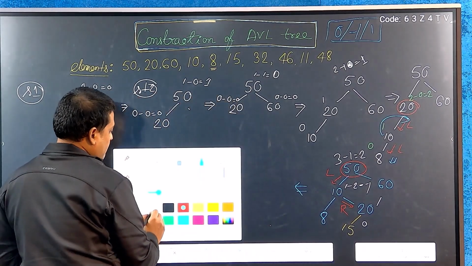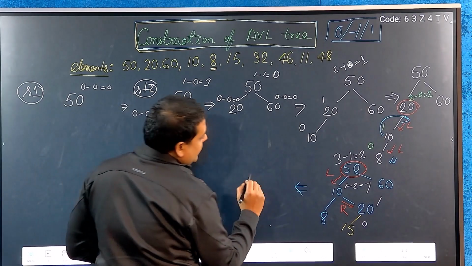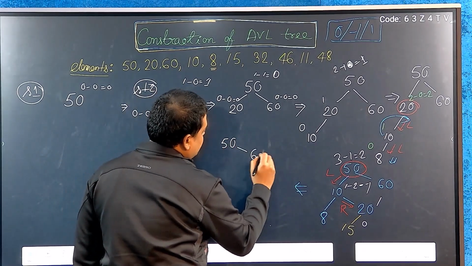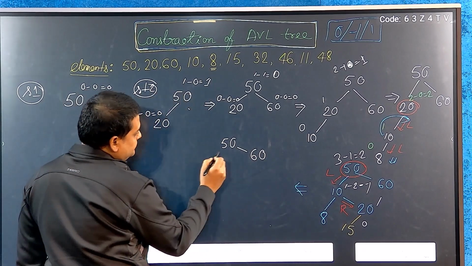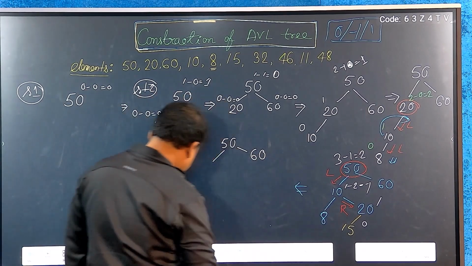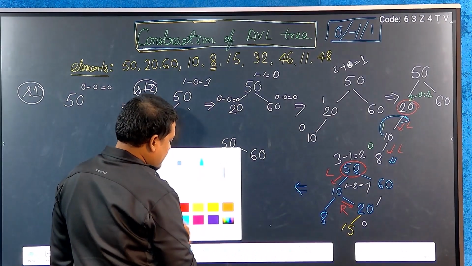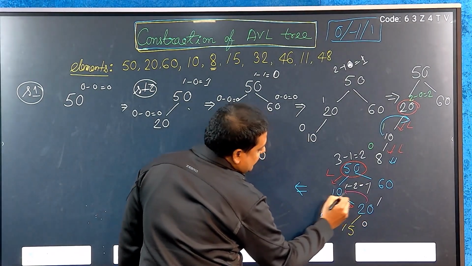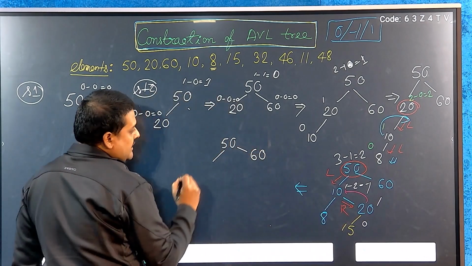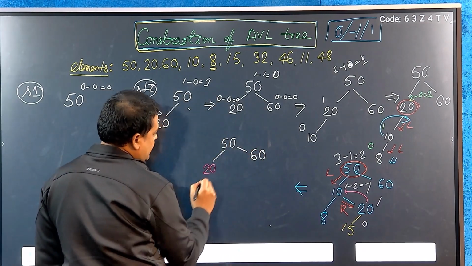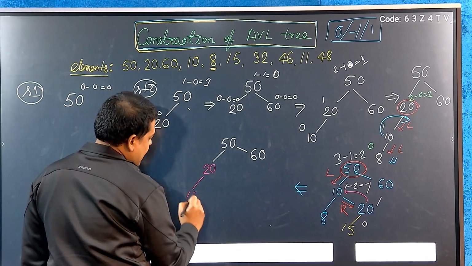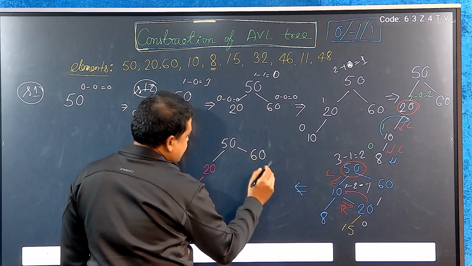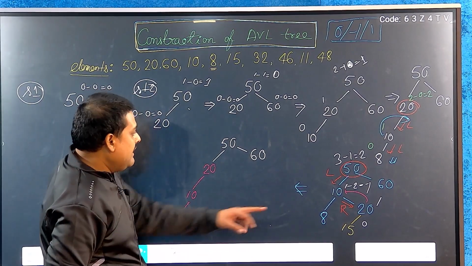So, first we will rotate. First 50 is here, then 60 is here, then what? What rotation is required here? We will rotate so that 20 will be up, 10 will be down, rotating this side. So, 20 will be up, 10 will be the left child and 8 will be the right child, and 60 is here. Now, where will we place 15?